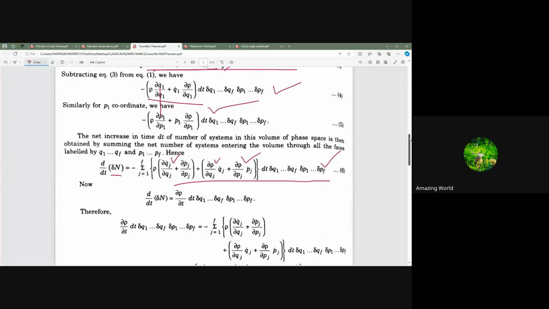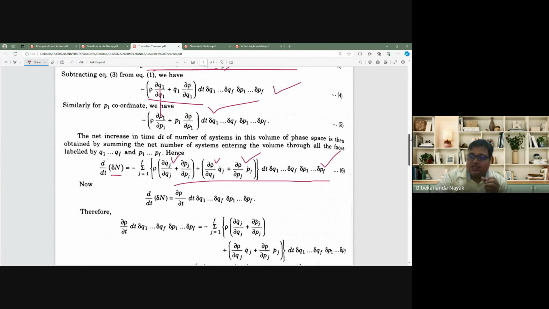Okay. But what is the change? The change in the phase points, d by dt of delta n, should be equal to del rho by del t into delta t into the volume element.